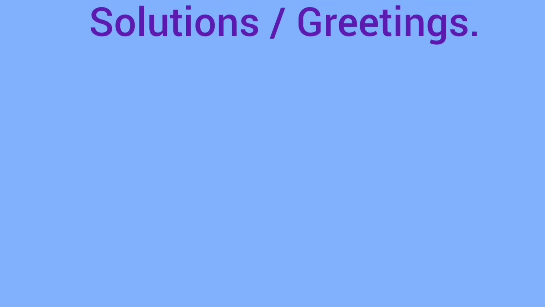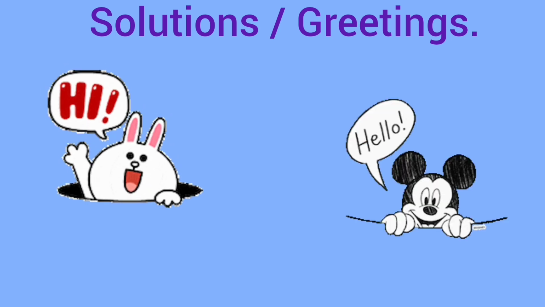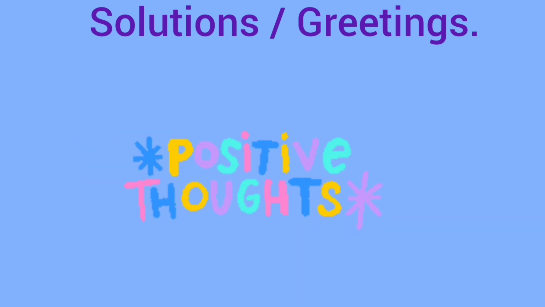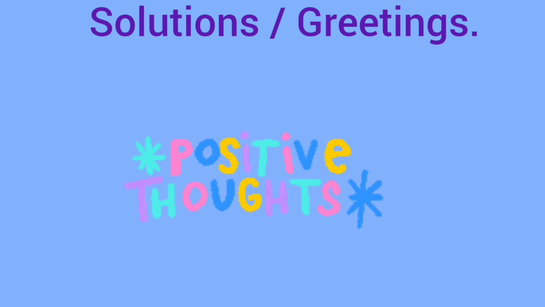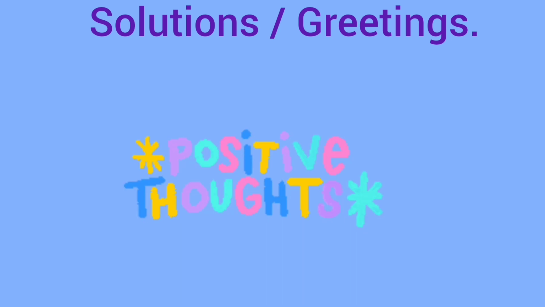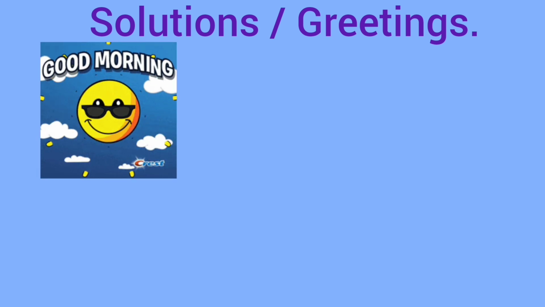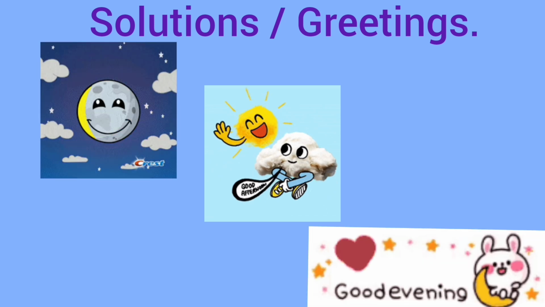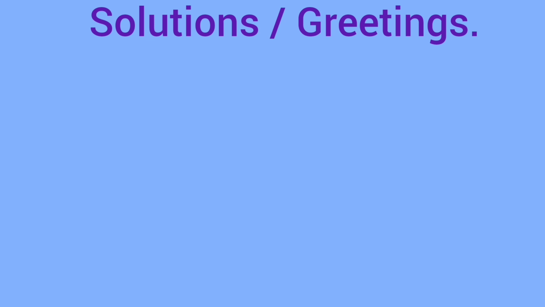Salutations are greetings. They include words like hi and hello. It's an expression of good wishes at the beginning of the mail. Here let's look in detail at the salutation or greeting. For example, we can use good morning, good afternoon, good evening. It depends upon the time at which you are mailing.